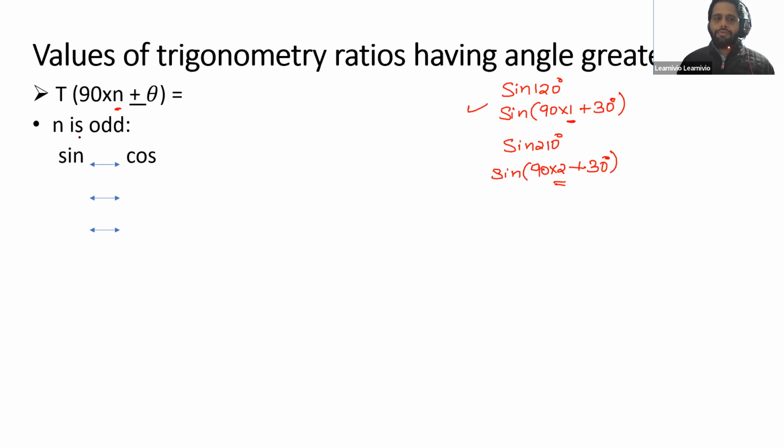We have two scenarios. Sir, first, yes. That is minus plus theta, right? Yes, that is plus minus theta. Okay, so we have two scenarios.